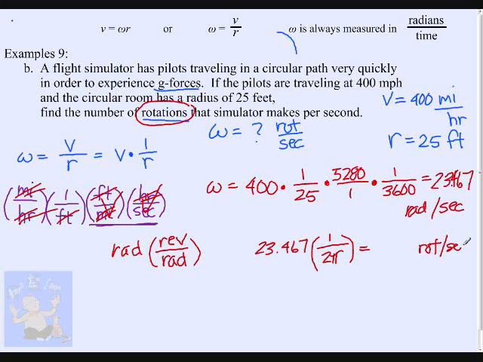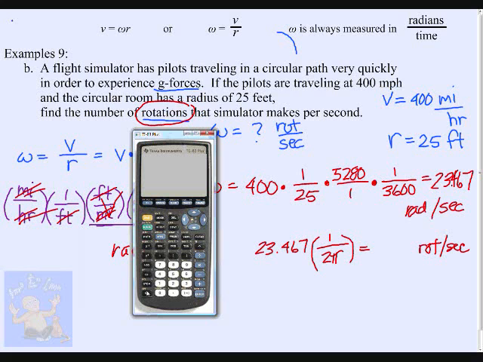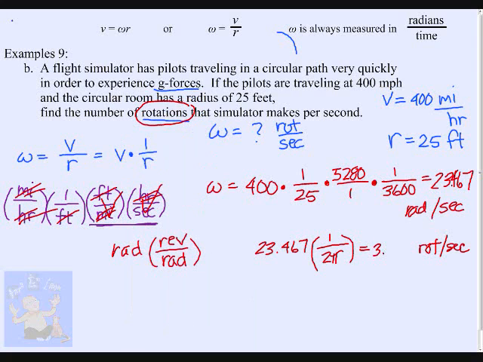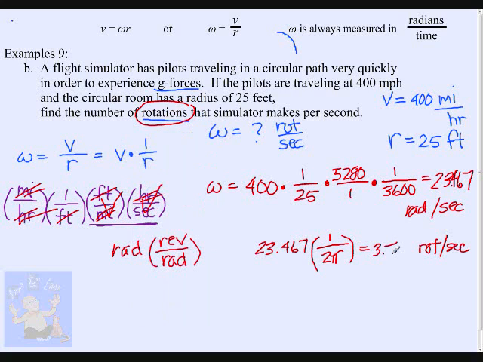per second. Pulling over my calculator, I've still got that number in front of me. I just have to divide it by 2 and divide it by pi. So it says 3.73, we'll say. Call that our answer. 3.73 rotations per second. On to our next example.